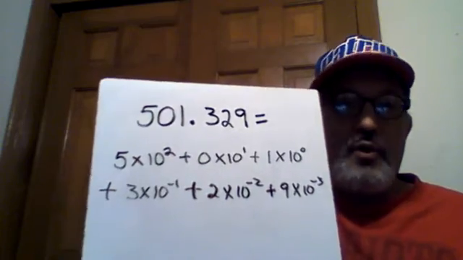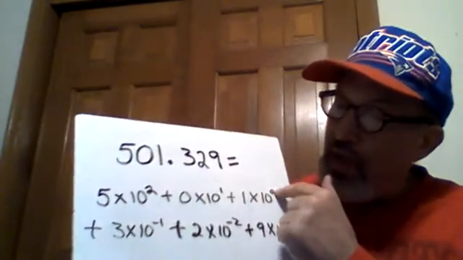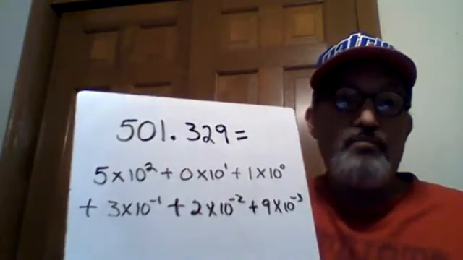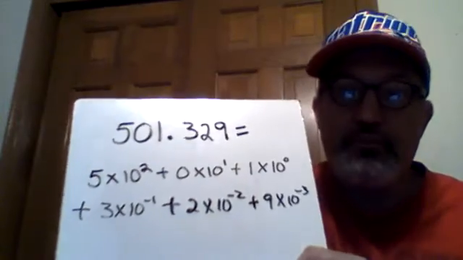And now that we know about 10 to the 0 power and 10 to the negative powers, we can do a decimal expansion for any number.